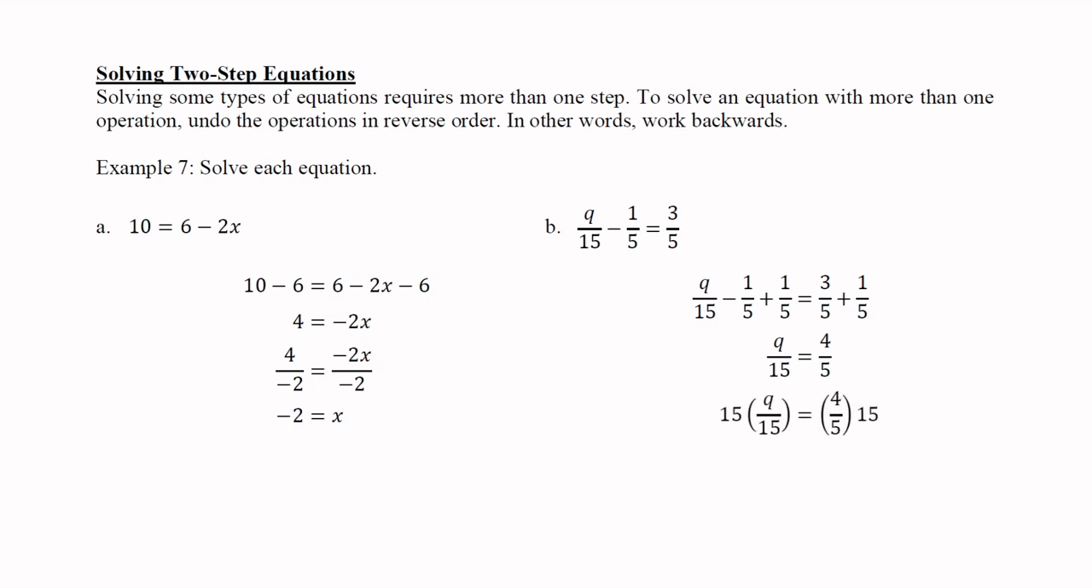That's going to give us q on the left, and we can work it out as 15 divided by 5 on the right, which gives us 3, and 3 times 4 gives us 12. Or you can do 4 times 15, which gives us 60, divide that by 5, and that gives us 12 as well.